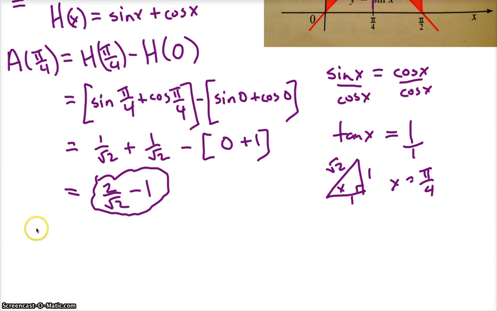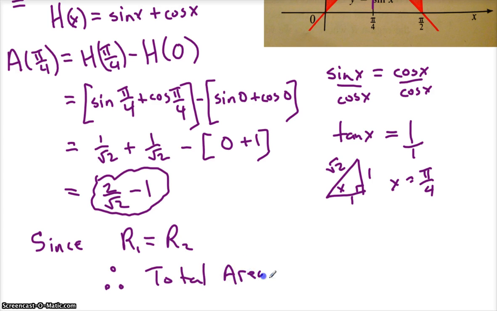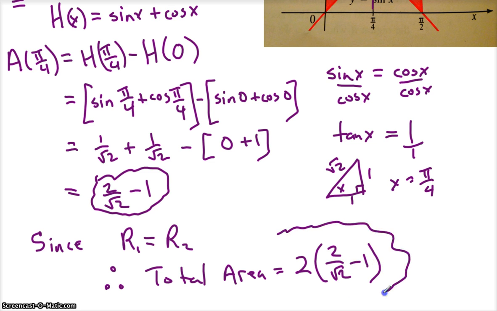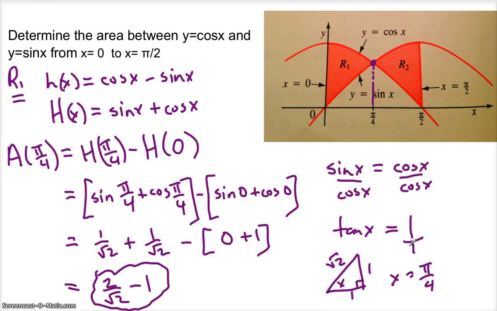Just write, since region 1 equals region 2 in area, therefore the total area is just going to be 2 multiplied by that, 2 times 2 root 2 minus 1. And that's your answer. And we'll leave it at that. You could rationalize the denominator here and then double it and simplify, but I think you guys get the point. This is your exact area for R1 and R2 combined.